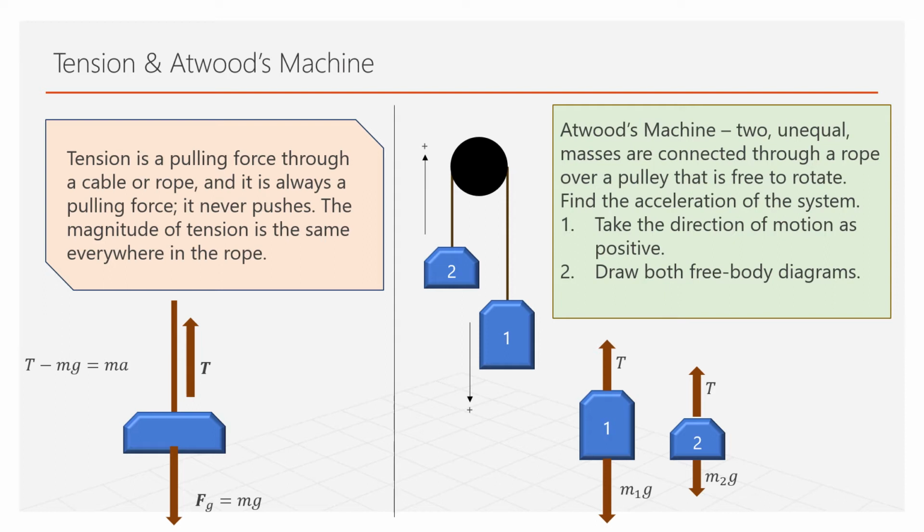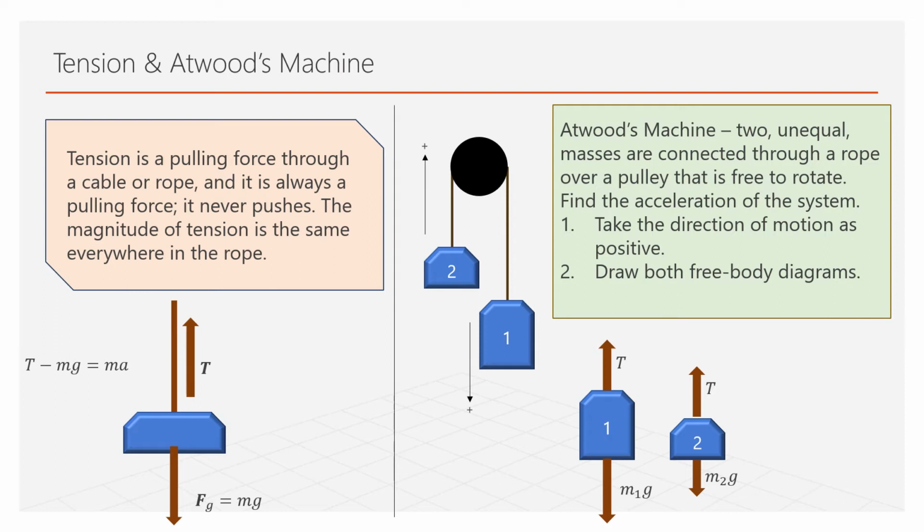The two objects are connected to each other through a rope. The tension in the rope must be the same at both ends and everywhere along the rope. And so therefore the length of the tension vector is the same for both mass 1 and mass 2. Additionally, tension always pulls, and so for both objects, the tension is upward.